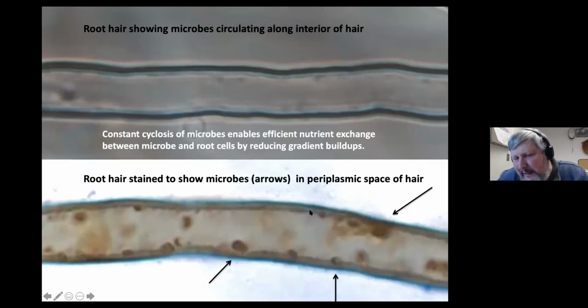This is a root hair of the sedge, and this root hair is stained with that DAB so that we can see the hydrogen peroxide around the microbe. You can see the arrows here, these little black arrows, pointing at these little structures. Those are the microbes. You can see the brown around them where hydrogen peroxide is. That's from the superoxide that was converted into hydrogen peroxide.